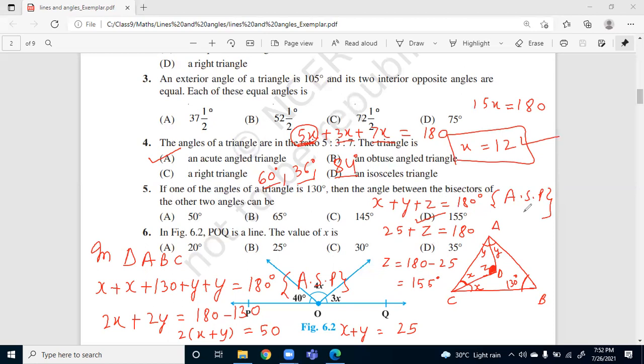You just need to understand the language of the question. Angle between the bisectors. So if I make the angle between the bisectors, what is its measure?